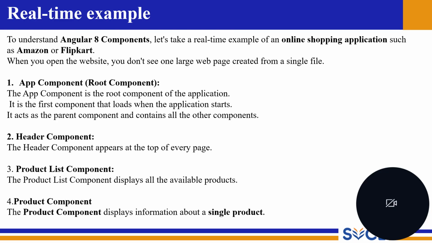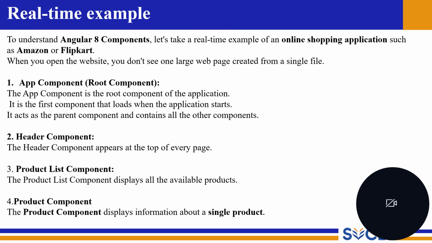The third one is product list component. It displays all the available products. It is responsible for fetching product details from the backend API, arranging the products in rows and columns, and passing the product information to the product component. For example, when you search for laptop, the product list component retrieves all the laptop products from the database and displays them.